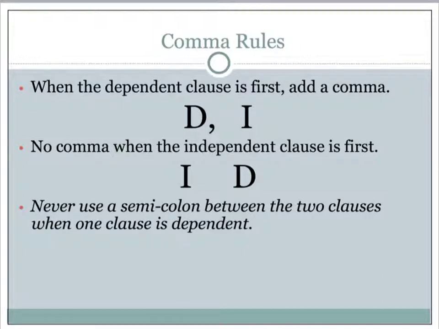Here are some comma rules associated with using dependent clauses. When the dependent clause is first, you add a comma. No comma is needed, however, when the independent clause is first. And again, here's this rule that I would really like you to remember: never use a semicolon between the two clauses when one clause is dependent.